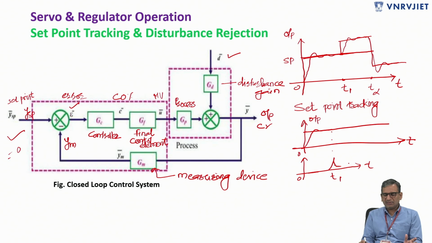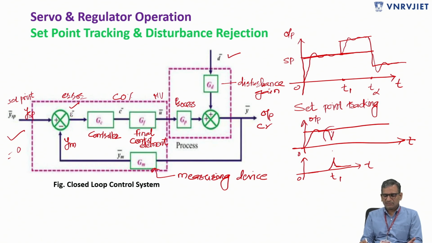For example, if you consider a liquid level control, say the output flow has suddenly changed, or if you consider a temperature control, say the surrounding conditions have suddenly changed, like the ambient temperature. As soon as the disturbance arises, the output of the system may change because of the presence of the disturbance. Let's say in this case the output has decreased.